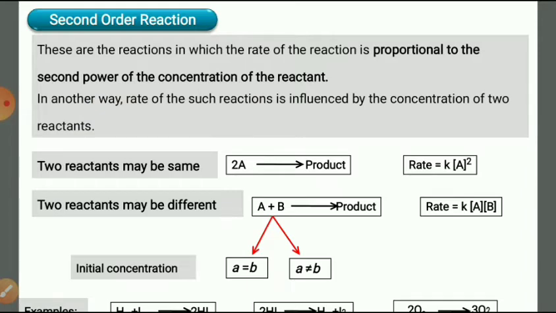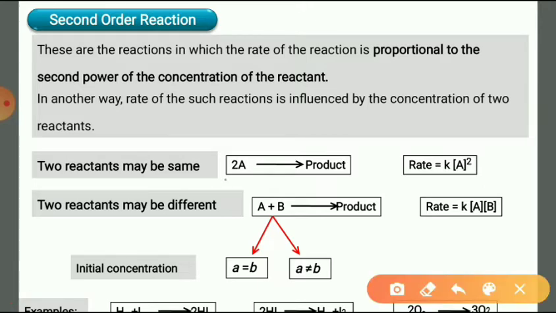Second order reactions are the reactions in which the rate of the reaction is proportional to the second power of the concentration of the reactant. In another way, you can also say that these are the reactions in which the influence of the concentration of the two reactants plays a major role while determining the order of the reaction. So there are two cases in which the reactants may be the same or different.